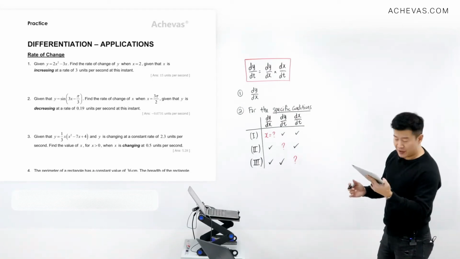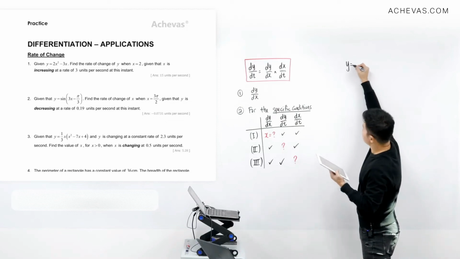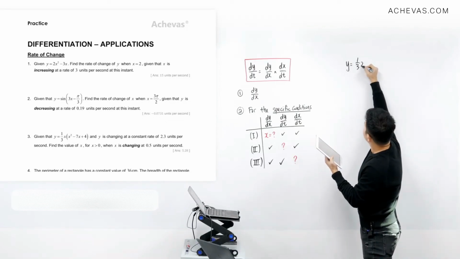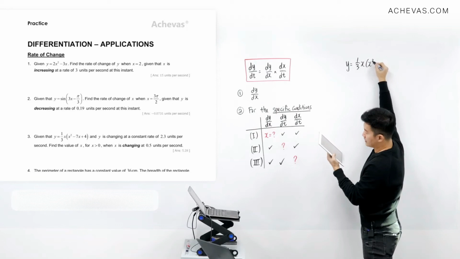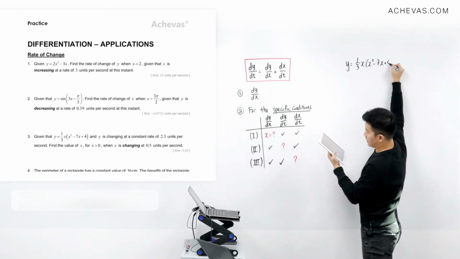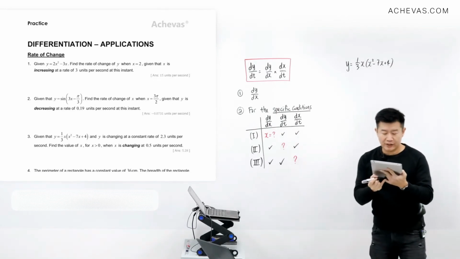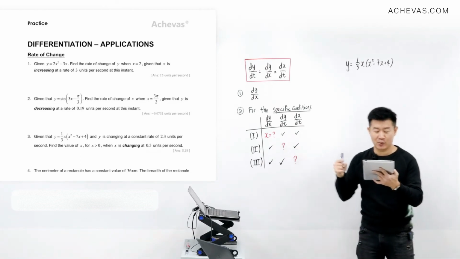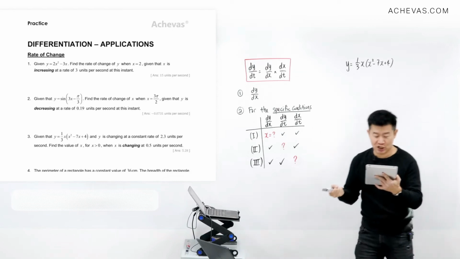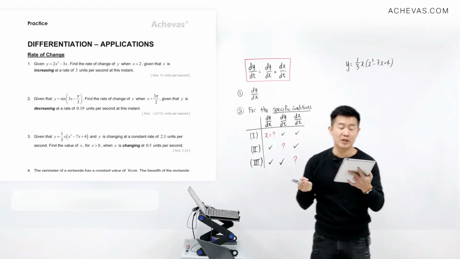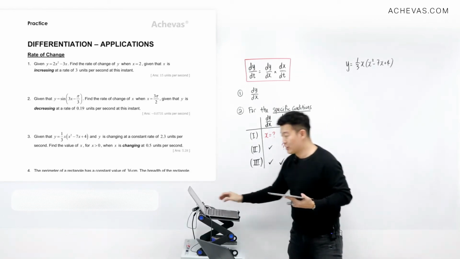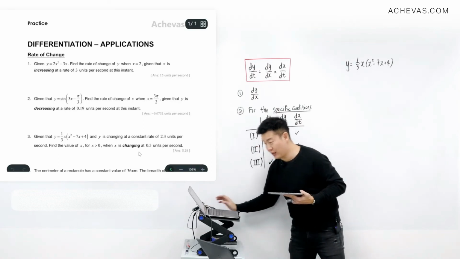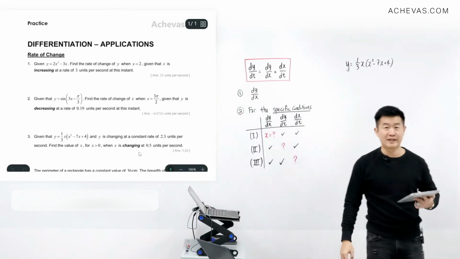So in question number 3, we are given that y is equal to 1 over 3x multiplied by x squared minus 7x plus 4. And now we are told that y is changing. Okay, they didn't use the word increasing or decreasing. They say that y is changing at a constant rate of 2.3 units per second. The question also mentioned that x is changing at a rate of 0.5 units per second.